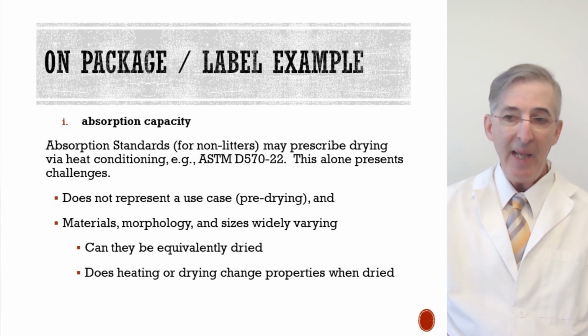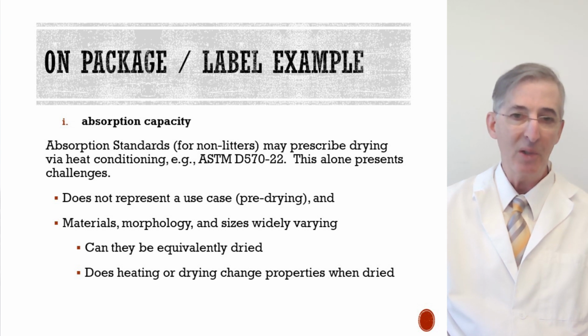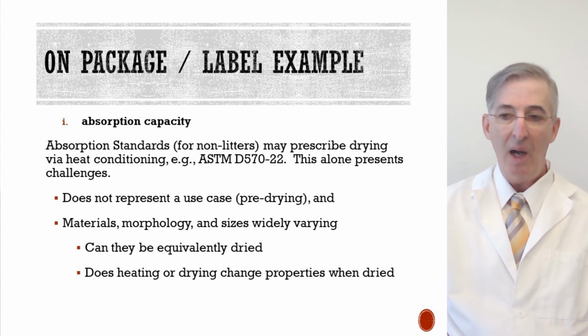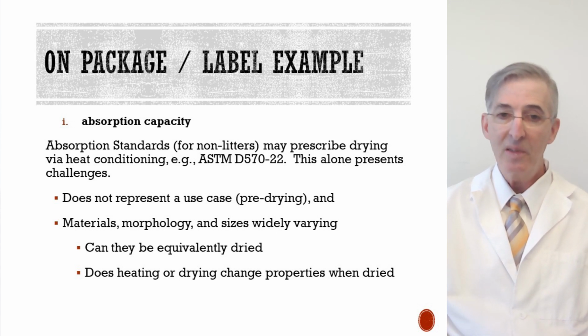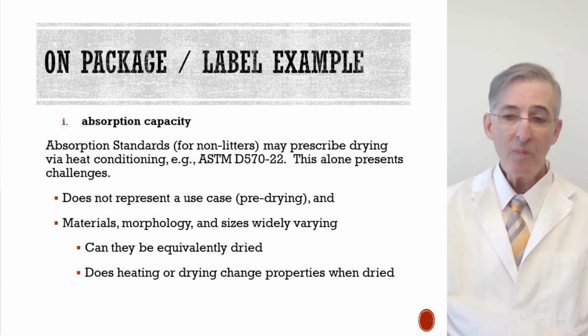You can see the ASTM D570 2022 is talking about pre-drying. Pre-drying for litters is a problem because, as the next bullet speaks to, can they be dried equivalently, and does it affect them equivalently? And from experience, the answer is no. Heating or drying does change the properties. So some basic procedures that are widely followed with standardized absorption preparation are problematic here. And you saw we were talking about a lot of different types of materials, and in this case, they're problematic for the purposes of comparison and the claim.